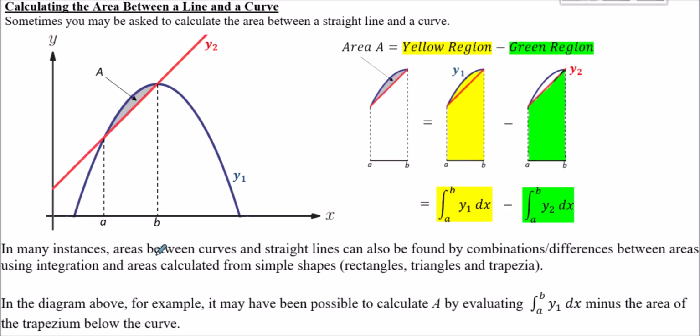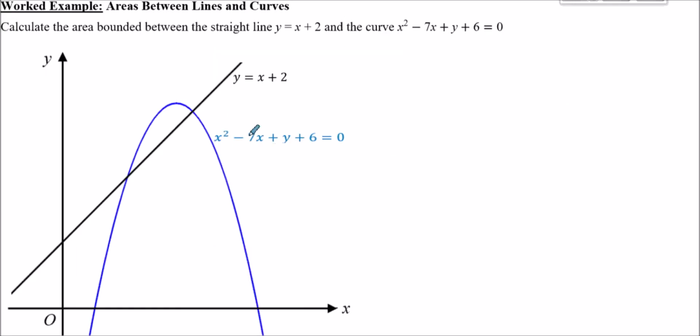So in this diagram above, for example, like I've just said, depending on what the question tells you as it's set out, it could have been possible perhaps to calculate A by evaluating the area under the curve of y1 using calculus minus the area of the trapezium. So you could have just done half this length plus that length multiplied by the width, if you knew that, of course. So it's good to know both ways. So without further ado, let's have a look at a worked example together and put this into practice.